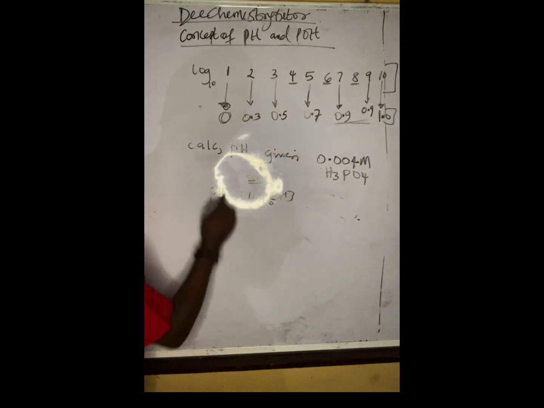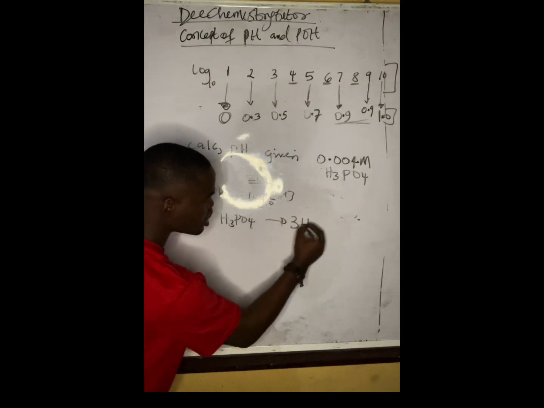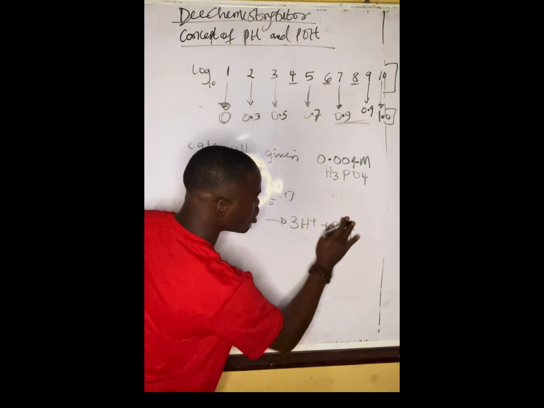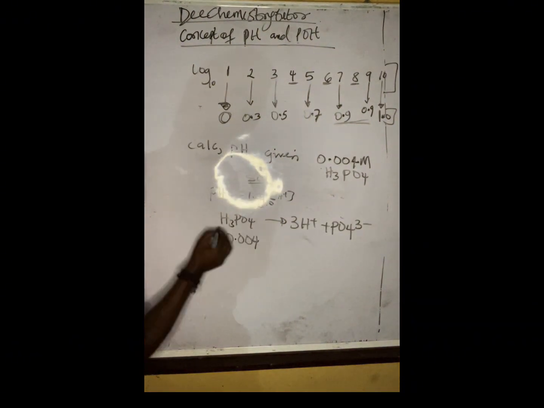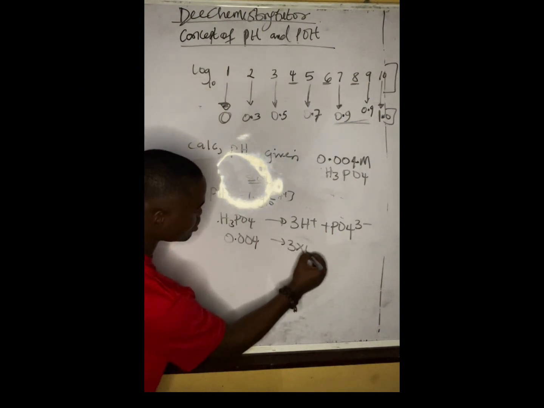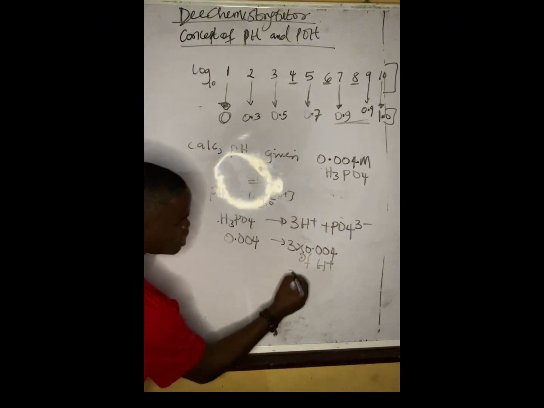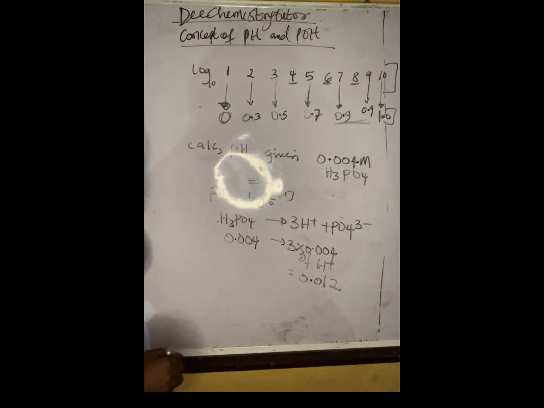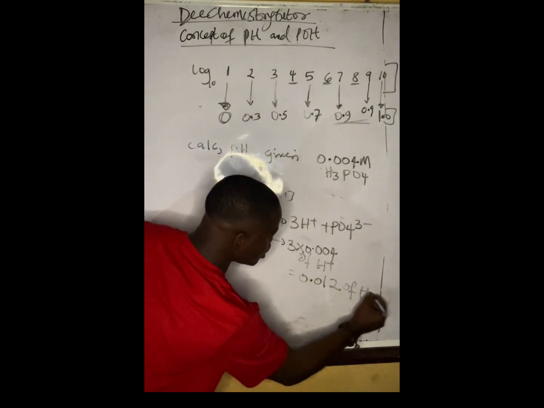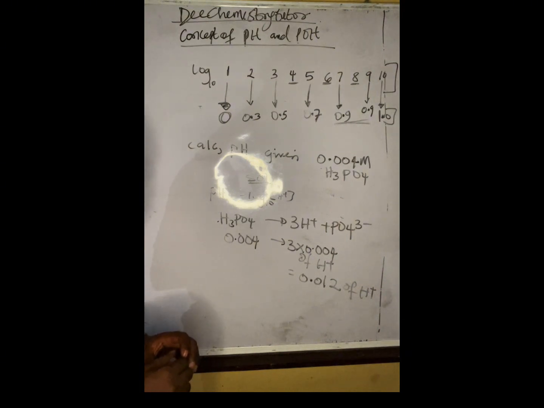So if I have H3PO4, when it dissociates, it's going to give 3H plus and PO4 3 minus. That means if I have 0.004 of this, I'm going to have 3 times 0.004 of H plus. So that means this is 0.012. That's 0.012 of H plus.